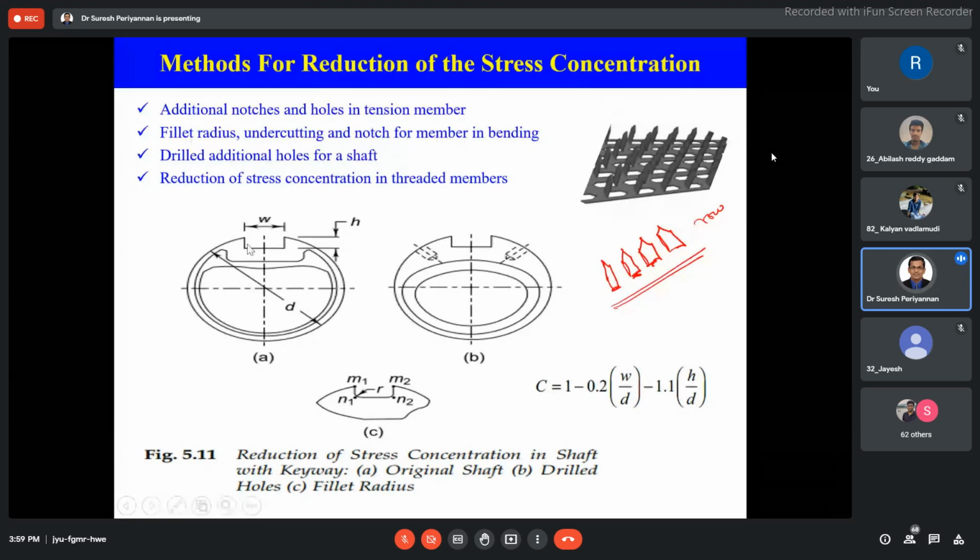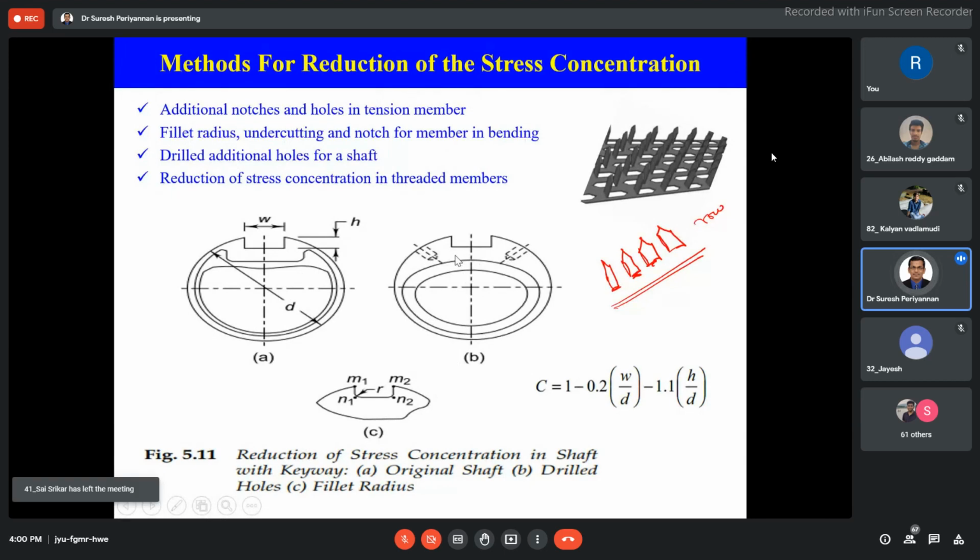Here we are using keyways, and the first figure is the stress concentration in the shaft with the keyway. This is not good for design because the sharp corner is going to have more stress concentration. In the second case, the drilled holes, the stress concentration can be absorbed and reduced to a significant amount. The third one uses a fillet in each corner to avoid the stress concentration.